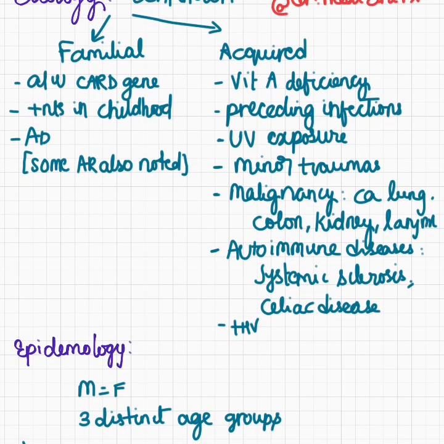Coming to etiology, the etiology is largely unknown. Two types of patterns of disease were seen. One is the familial pattern, the other is acquired. The familial pattern was commonly seen in childhood and it was associated with the CARD gene, and the pattern of inheritance was autosomal dominant. However, some autosomal recessive patterns of inheritance were also noted.